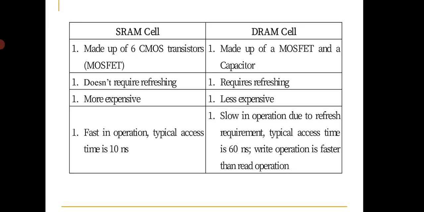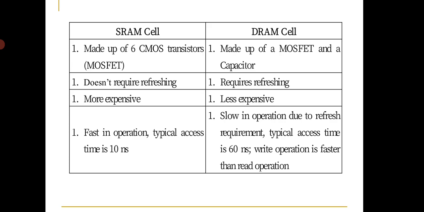I was explaining to you the differences between the SRAM cell and the DRAM cell. The SRAM cell is made up of 6 CMOS transistors, MOSFETs, whereas the DRAM cell is made up of a MOSFET and a capacitor. The SRAM cell doesn't require refreshing, whereas the DRAM cell requires refreshing. The SRAM cell is more expensive, whereas the DRAM cell is less expensive.